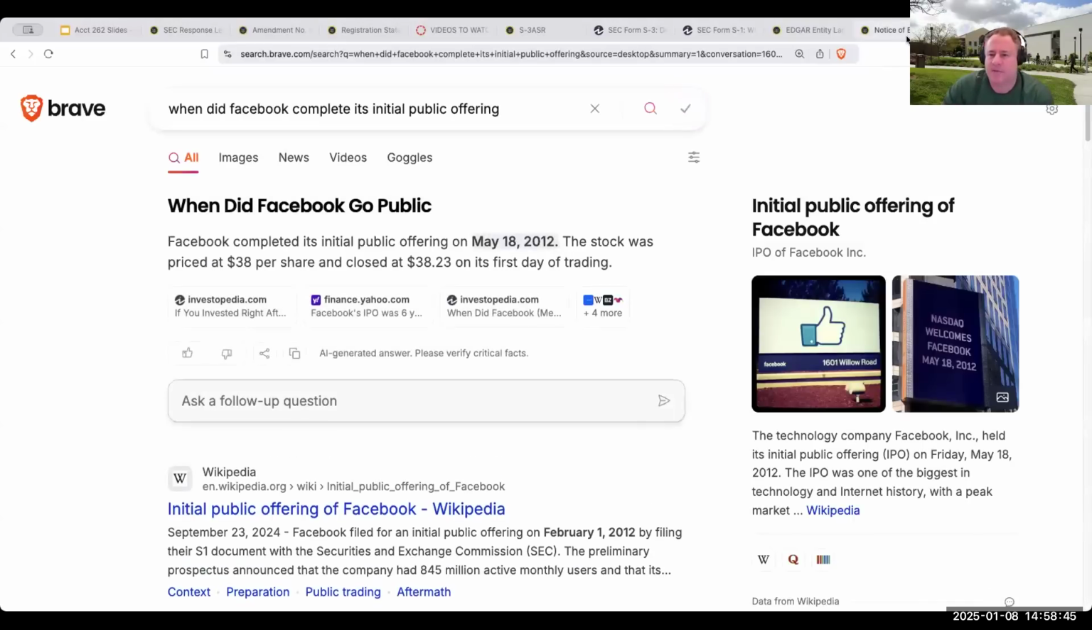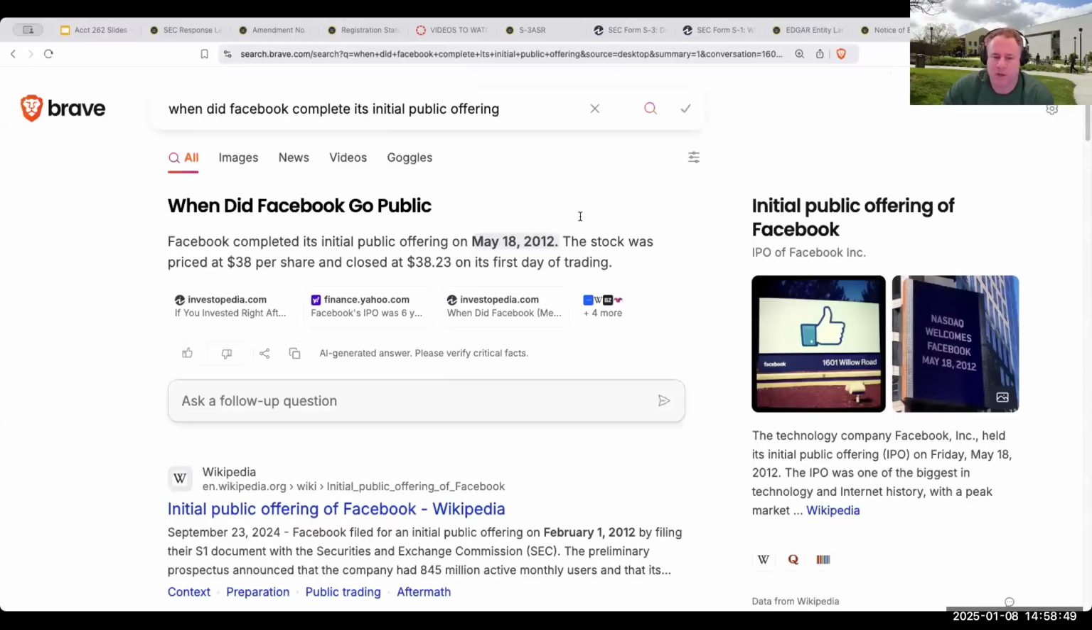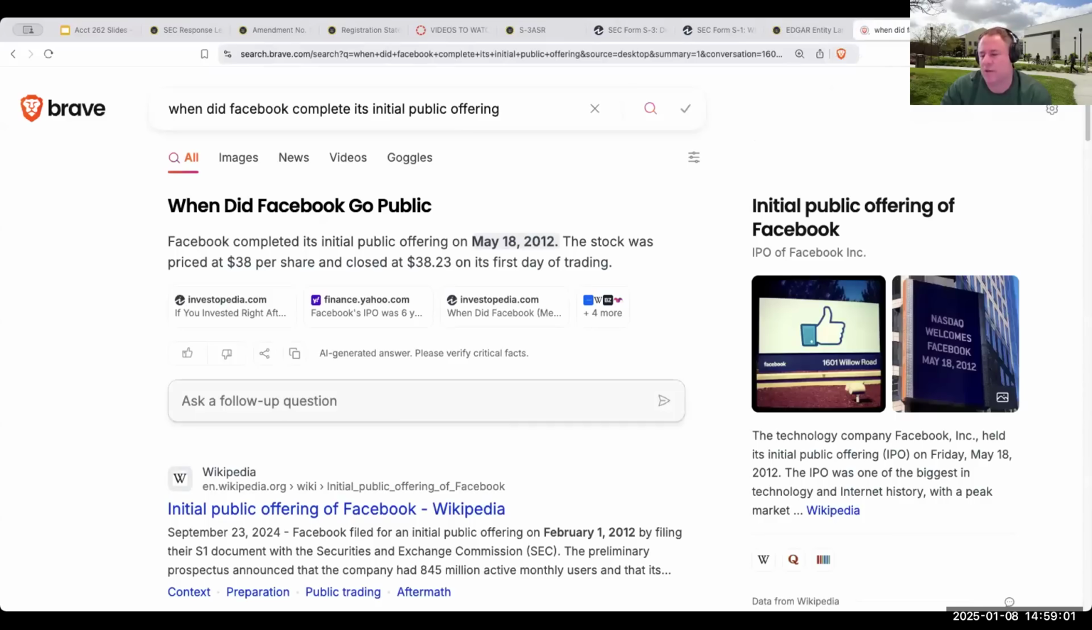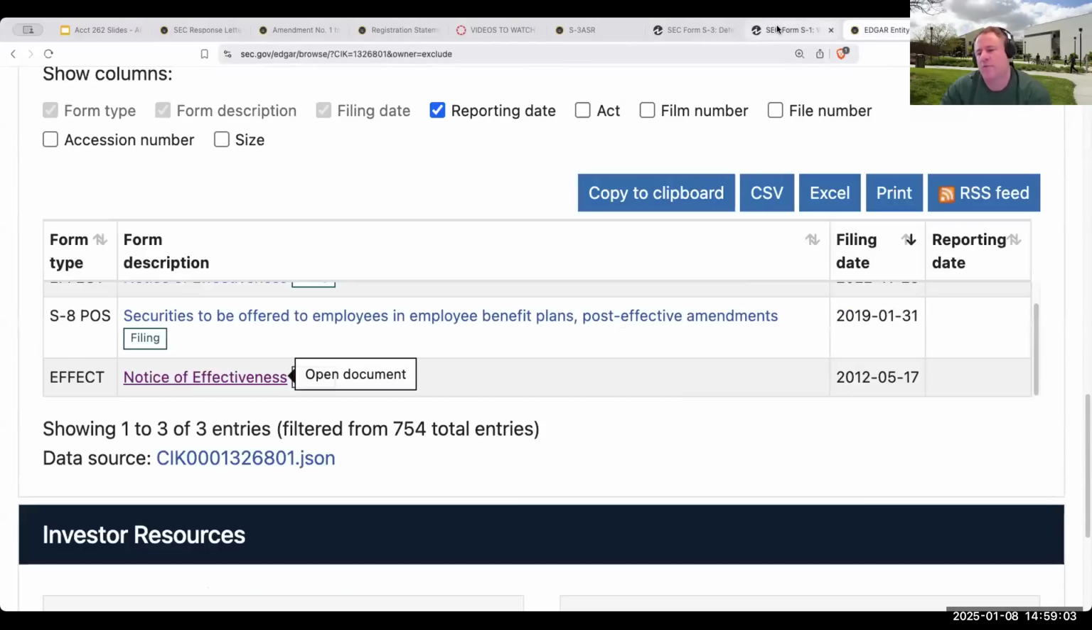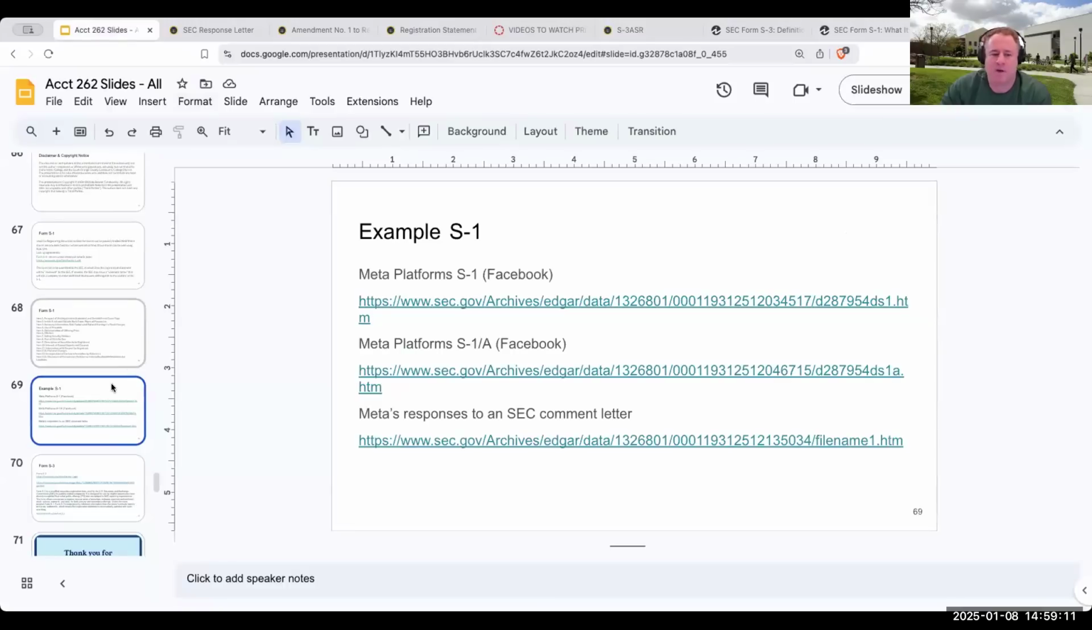On May 18th. So literally this went effective on May 17th. They closed it right over here. Stock was priced at $38 per share and closed at $38 on its first day of trading. So this is something where, again, it went effective, and then shortly thereafter, they started selling their stock. So this is an example of basically when a company goes public.